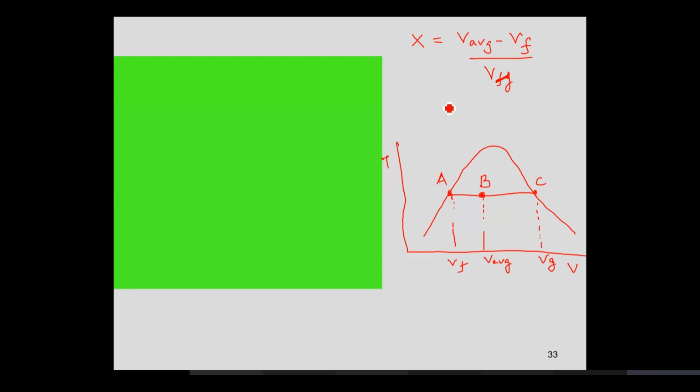Now, in terms of x, can you tell me how we can express this V average minus Vf? What is this distance on this line? Sir, AB, from A to B. Distance AB.